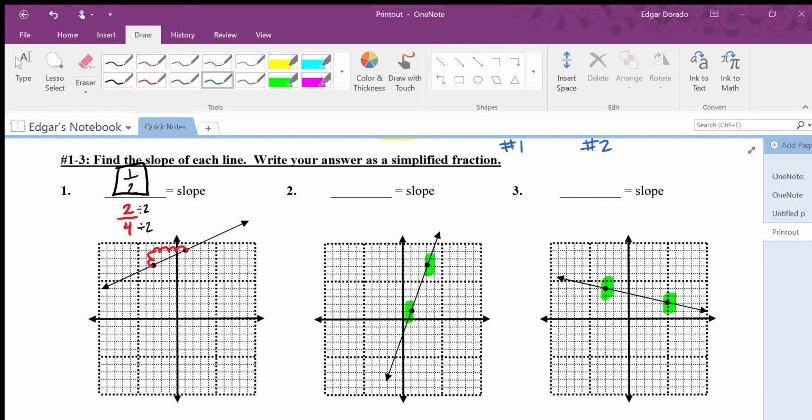I went up 1, 2, 3, 4, 5, 6. I went up 6, and I went to the right 1, 2, both positive numbers, and that will reduce to 3 over 1. Again, they both had a 2 in common, so if I divide both of those by 2, I get 3 over 1. I'm going to leave it as 3 over 1, not just write it as 3, because we define it as a ratio. So I always like to keep it as a fraction like that.